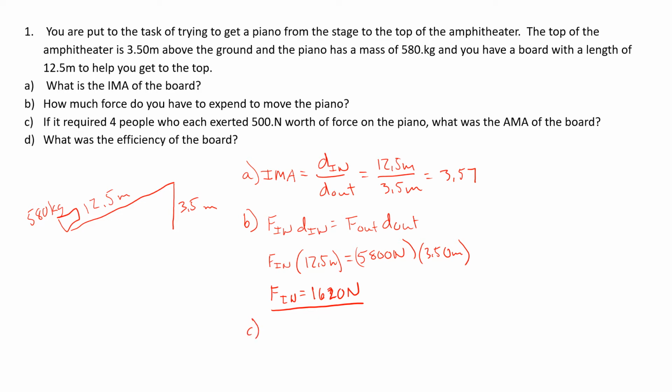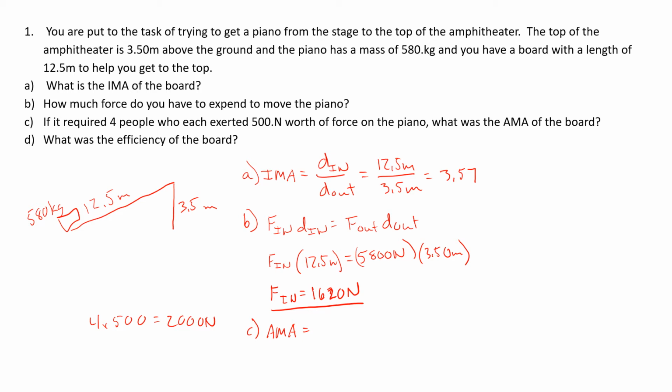In C, it says it required 4 people who each exerted 500 newtons of force on the piano. What was the AMA of the board? Again, AMA is the actual mechanical advantage. So that's a ratio of how efficient was our machine. We know it's not perfectly efficient because it would have only taken 1,620 newtons to get it up the ramp. But in reality, it's going to take 4 times 500, which is 2,000 newtons, is the real force to push it up the ramp.